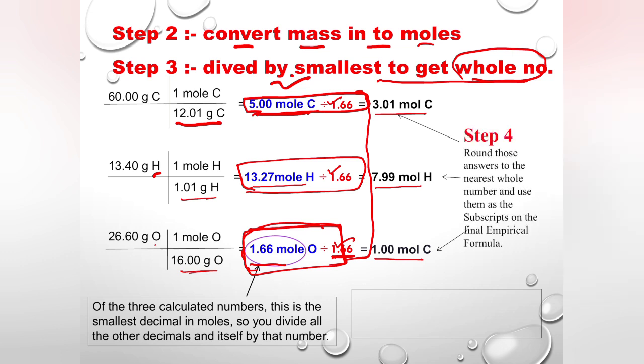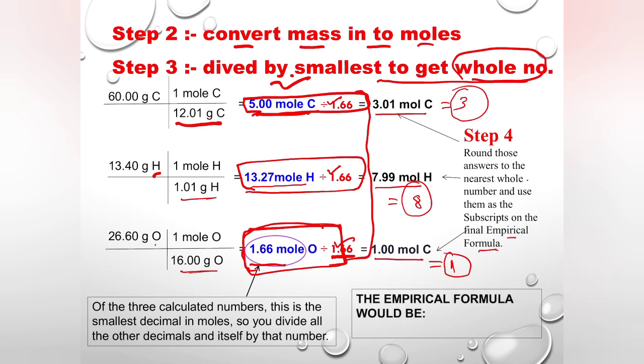Step number 4 is to round these answers to the nearest whole number and use them as subscripts in the final empirical formula. We have the values 3.01, 7.99 and 1. We convert them to the nearest whole numbers: 3, 8, and 1. These are the numbers which can be used to write the compound formula in empirical form. Now we get the simplest ratio of the elements.